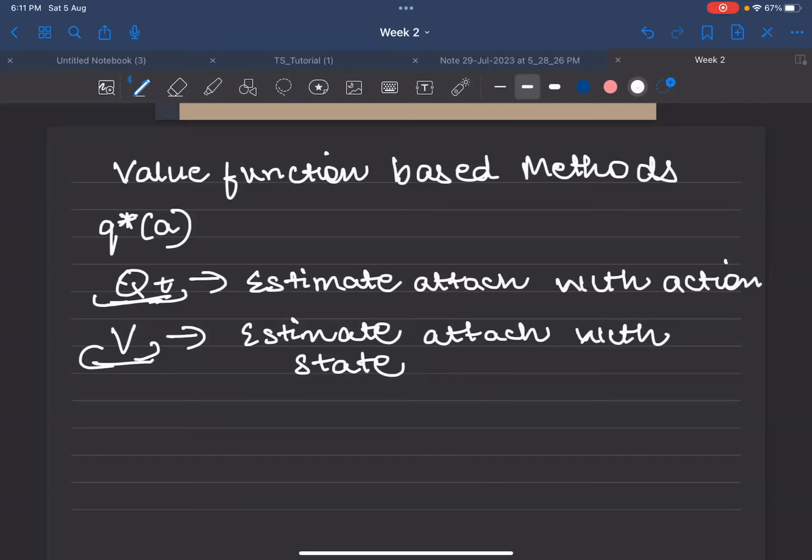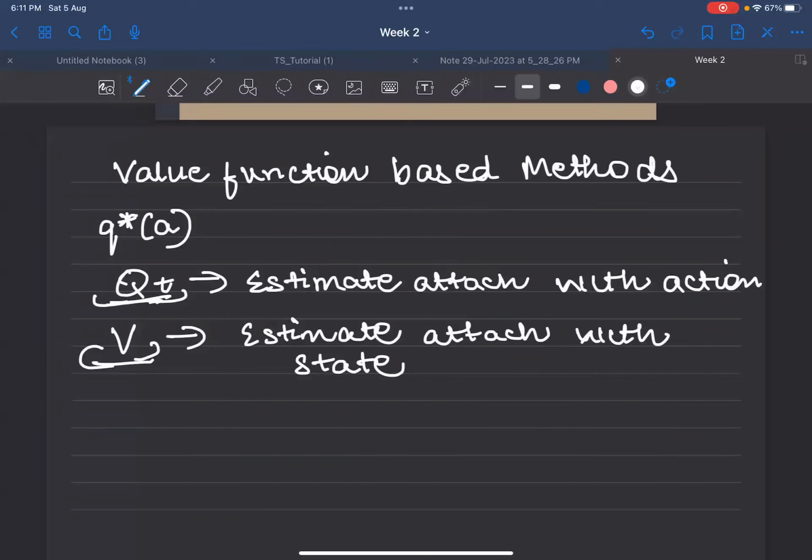What do I mean by this? Estimate attached with action. I think the professor told in the class that Q is the estimate attached with the action and V is the estimate attached with the state. Am I correct or not? Correct, madam. What do you mean by estimate attached with action and estimate attached with state? Anyone?